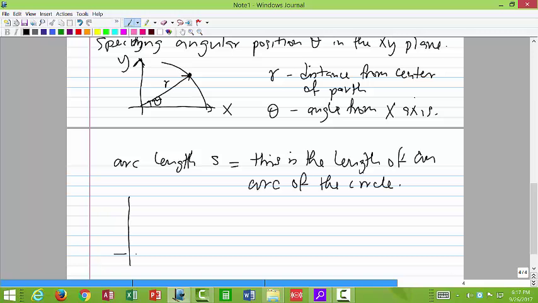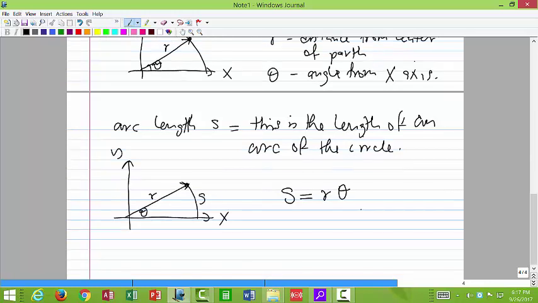Our arc length will be shown below. So this is x again, and that's y. We can think of this length here as S, the arc length. This angle is theta, and this is r. So with our arc length S, this would be equal to r times theta. This is the angular position theta, r is the distance from the center, and S is your arc length. Angle theta is in radians, S in meters, and r is also in meters.